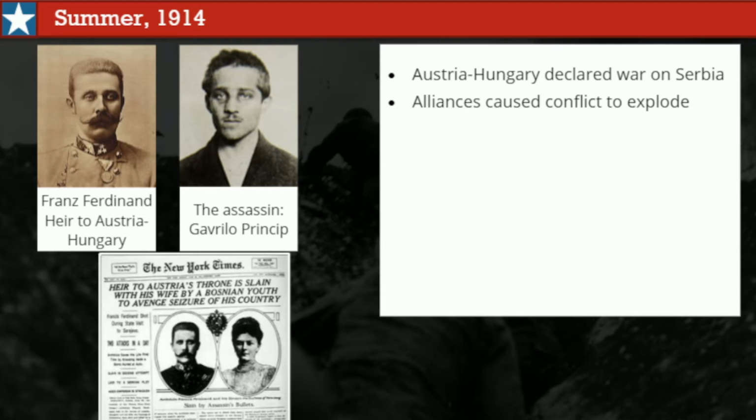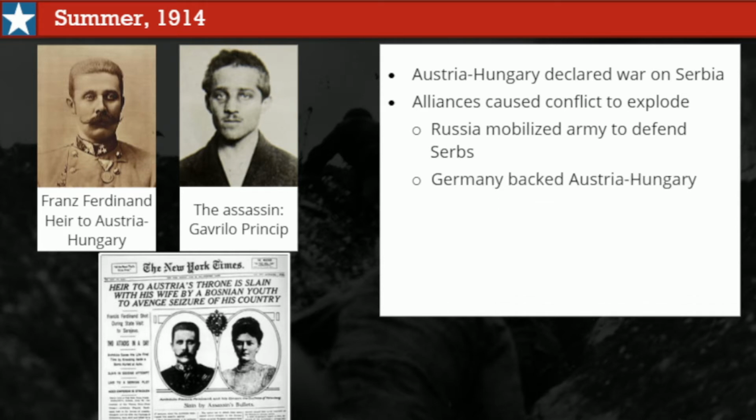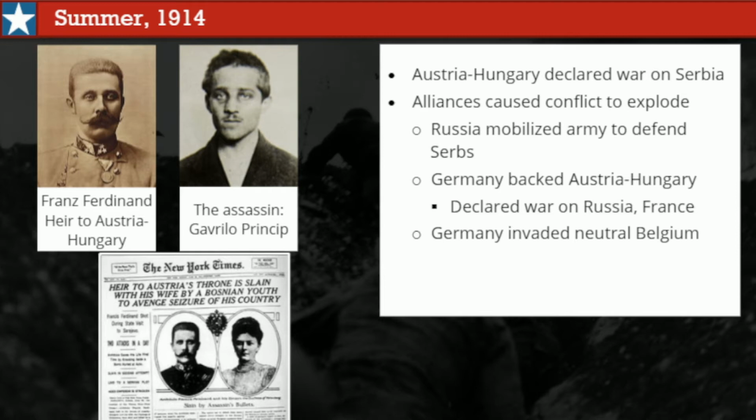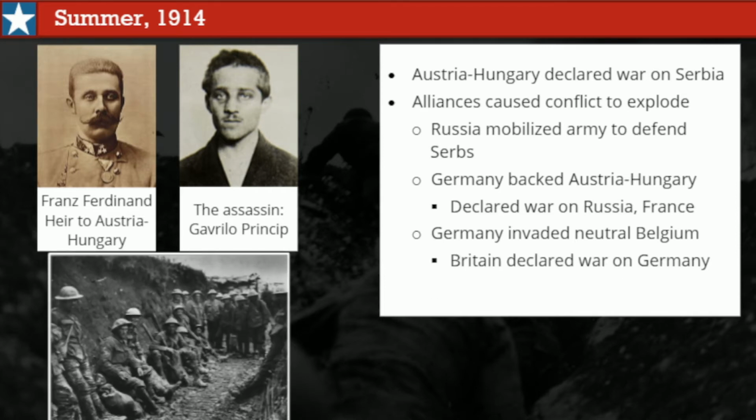Russia was compelled to back the Serbs if they were attacked, so Russia mobilized its army against Austria-Hungary. Germany was obligated to back its ally, Austria-Hungary, and so declared war on Russia and on France, Russia's ally. When Germany invaded neutral Belgium in order to attack France, Britain's alliance with France and Belgium led it to declare war on Germany. Like the falling of dominoes, by the end of August 1914, Europe, and soon the world, was at war. The assassination of one man sparked what would become the most transformative event of the 20th century.